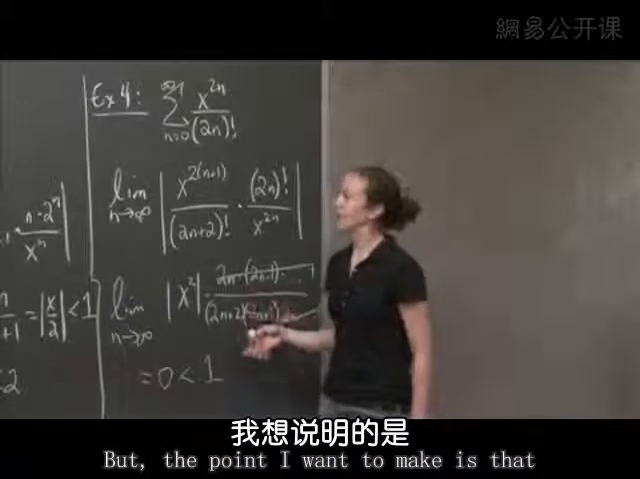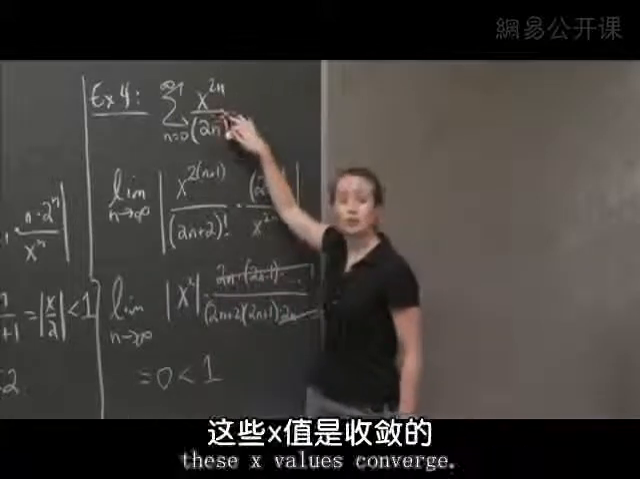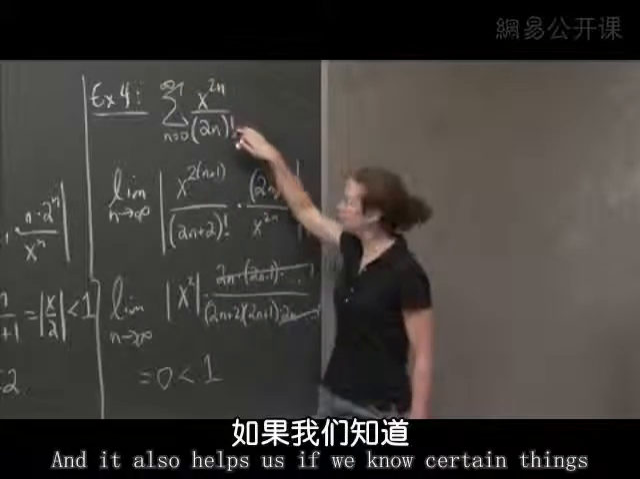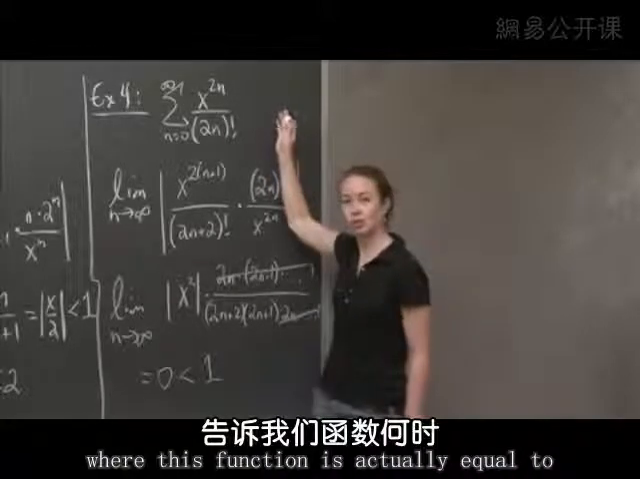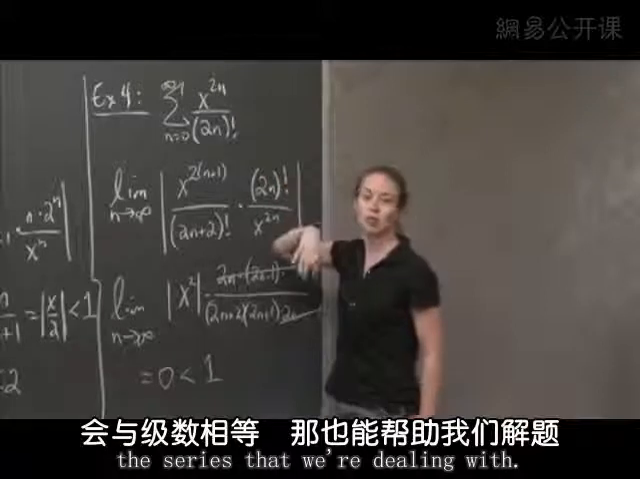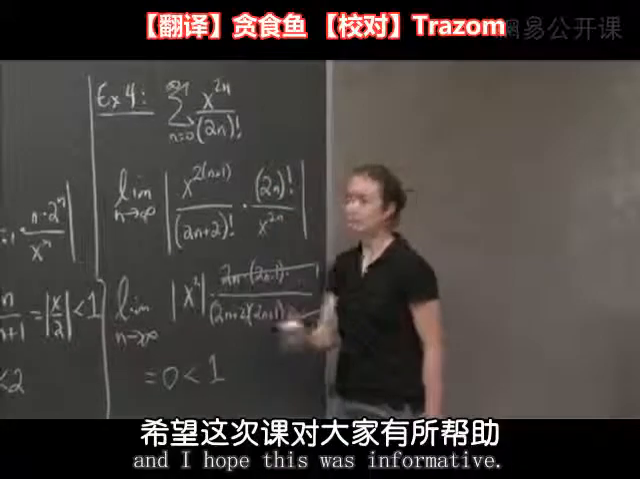But the point I want to make is that this is going to let us determine at least the radius over which these x values converge, and it also helps us, if we know certain things about a function, to tell us where this function is actually equal to the series that we're dealing with. So I think that's where I'll stop, and I hope this was informative.